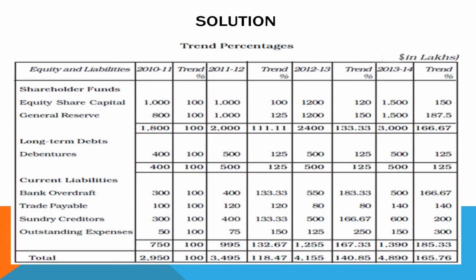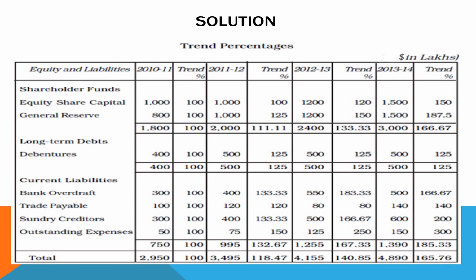Now, as we have already discussed the method to calculate the percentages, I will give an example of bank overdraft. It is 300 and the percentage will be 100. Now, moving on to 2011-12, the bank overdraft is 400. We will divide this 400 by 300 and multiply it with 100. So the percentage trend becomes 133.33%. And in next year, it becomes 550 divided by 300 multiplied by 100, which is equal to 183.33%. So this is how we will calculate current liabilities also.